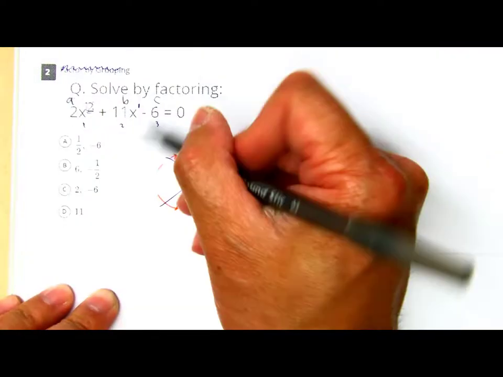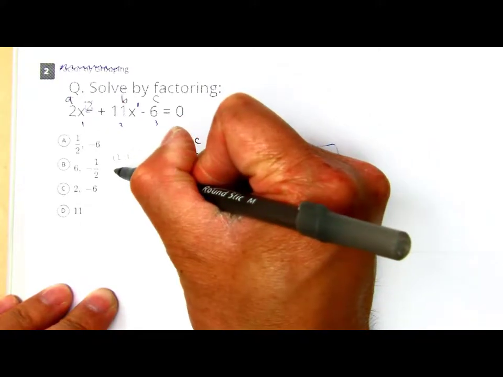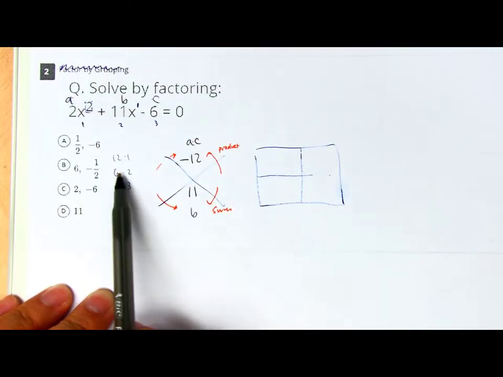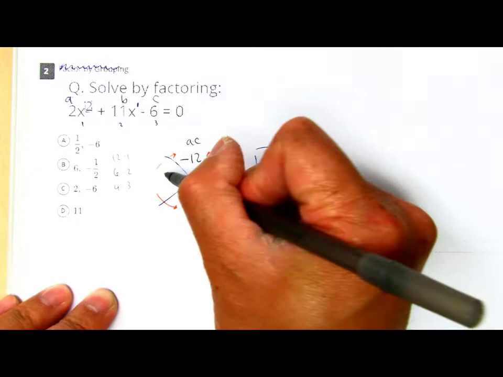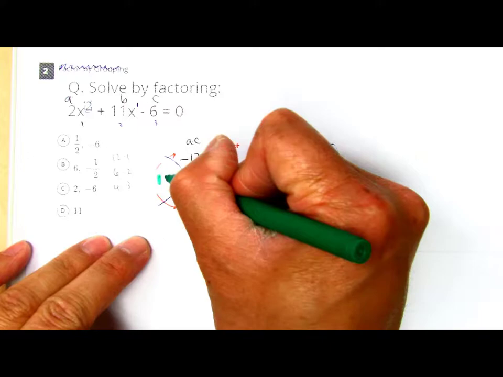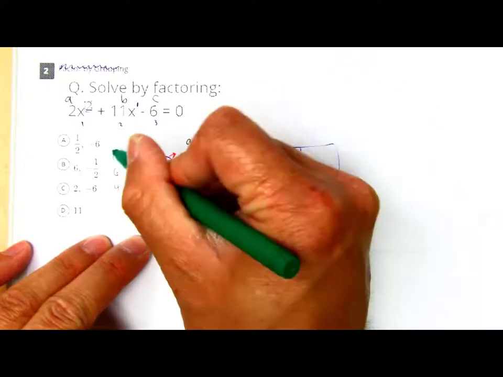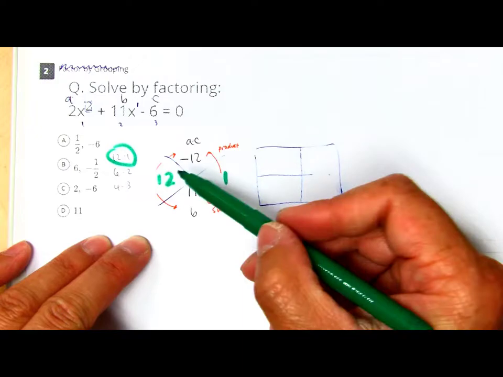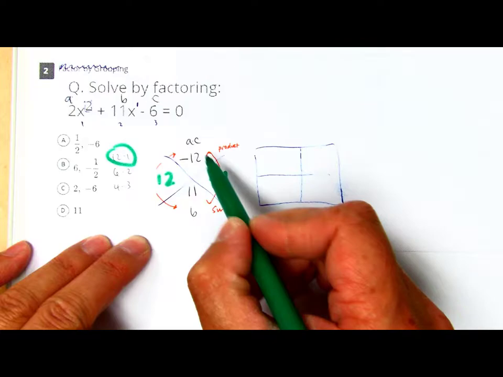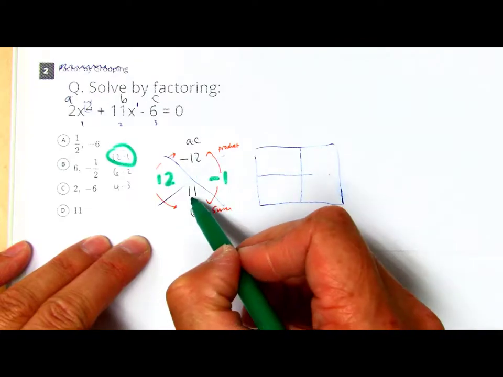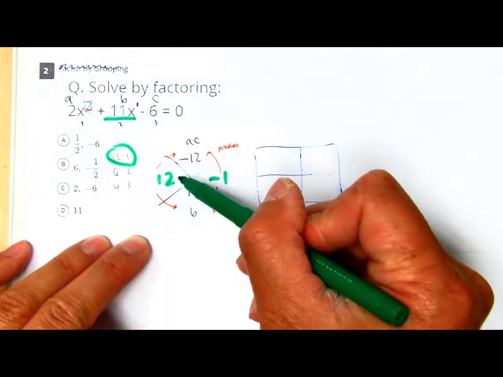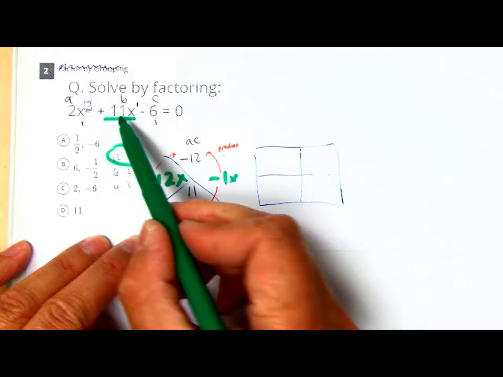You can list them all out here. This is what I like to do. Notice I like to go from right to left here, and so I think 12 and 1. Let's see if I can find another pen. 12 and 1. This one matches. And one of these has to be negative. I'm going to put the negative on the 1 because 12 times negative 1 is negative 12, but 12 plus a negative 1 is 11. What this has done is we've split the middle term here. 11x is 12x minus 1x.